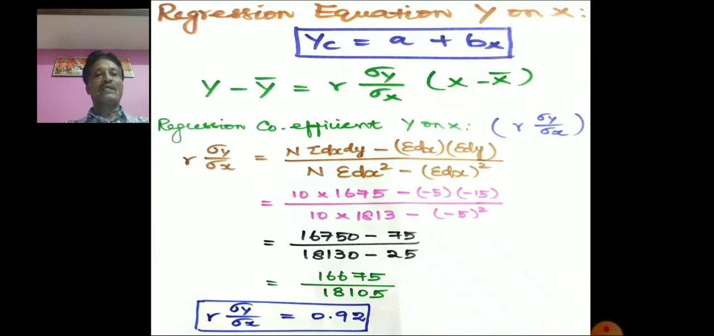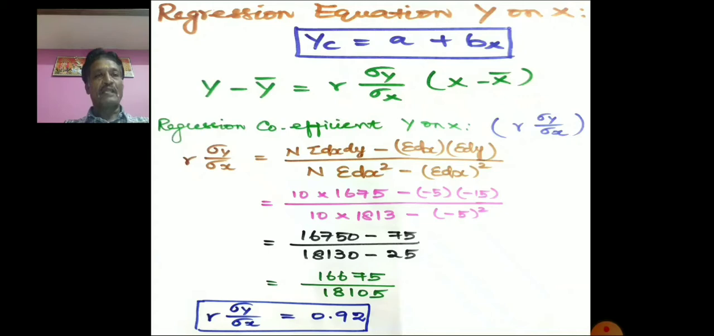So 10 into 1675 minus 5 into minus 15, the whole divided by 10 into 1813. So this is the value for sigma dx square. Put minus sign, sigma dx equal to minus 5. So minus 5 the whole power 2. So now you can multiply. So 10 into 1675, that is equal to 16,750.